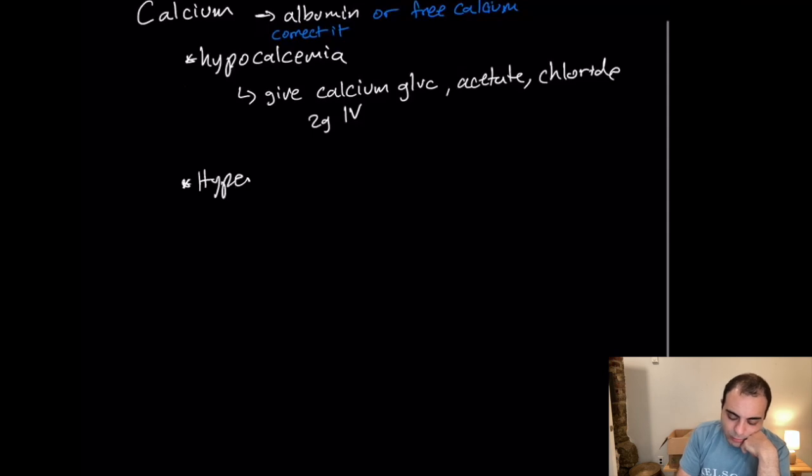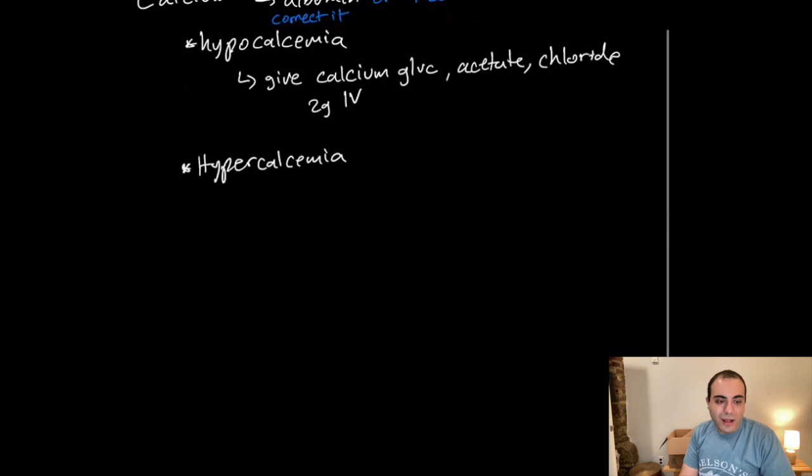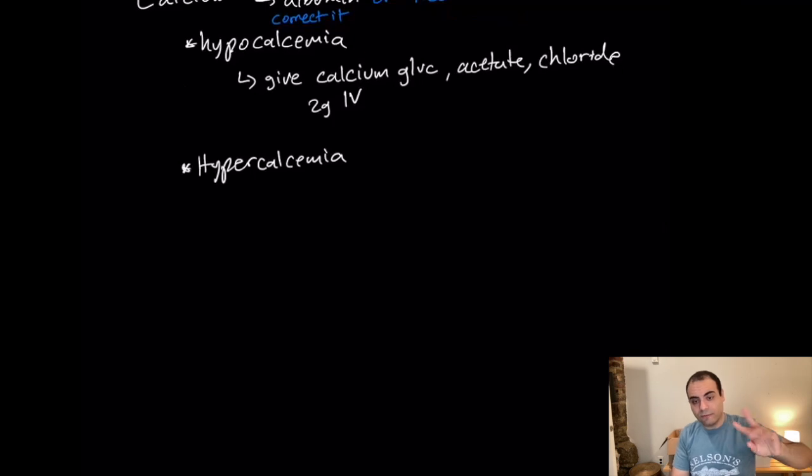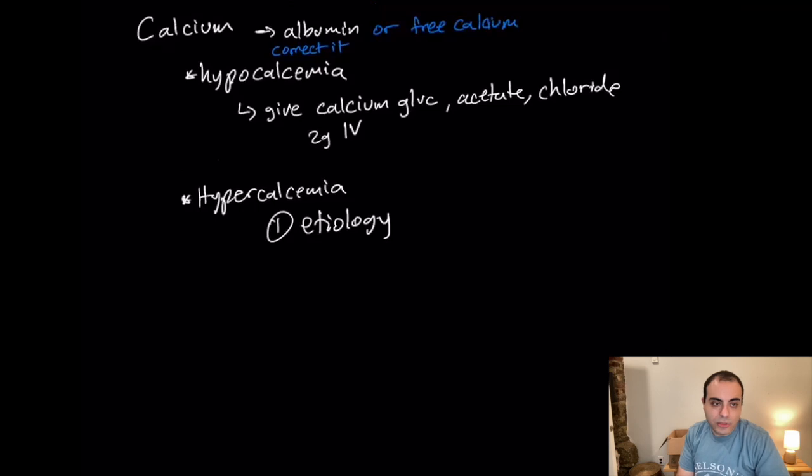Now, hypercalcemia is a little bit more complicated. I think we switched the style here. We start with hypo and hyper just because they're less complicated. For hypercalcemia, there are really 2 parts to the treatment. Number 1 is you have to figure out the etiology of the hypercalcemia, because a lot of times you don't know exactly what's causing it, and what you give the patient will depend on what's causing the hypercalcemia.